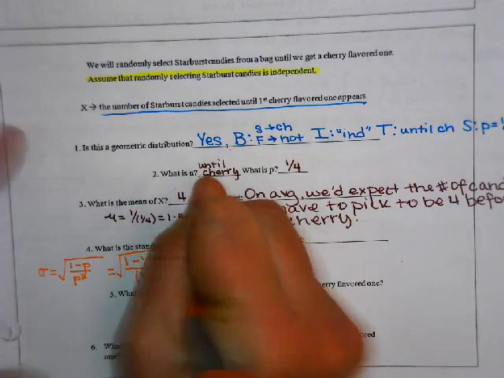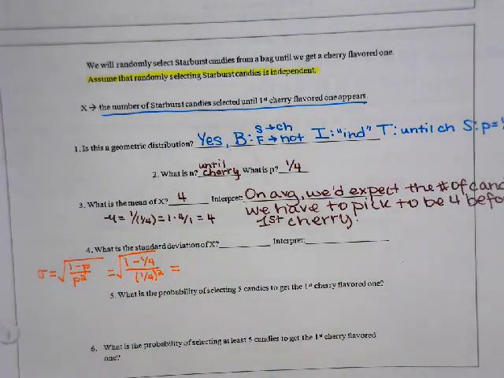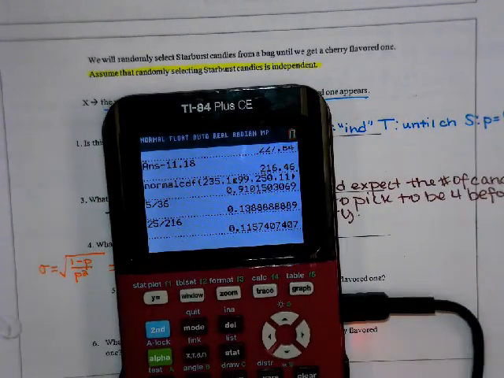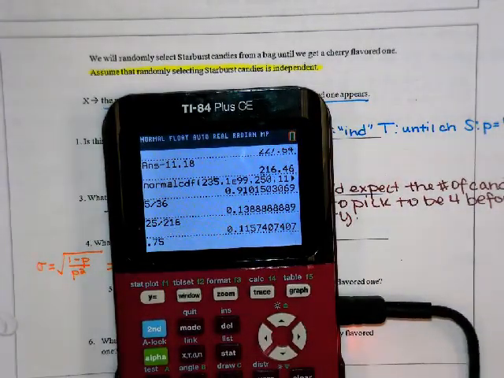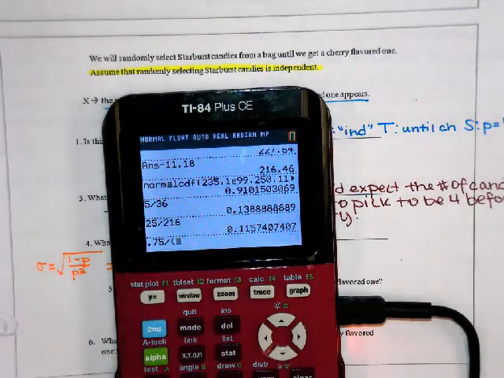1 minus 1/4 is 0.75. And then I'm going to divide by 0.25 squared. And then square root. Because that's the formula.